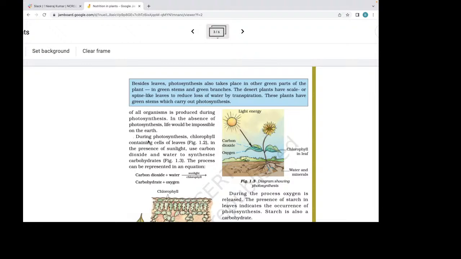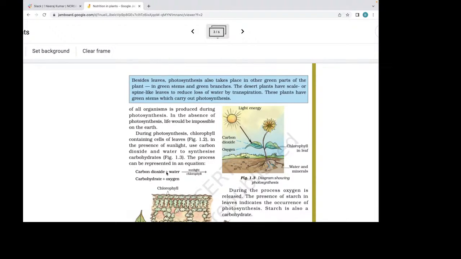Okay. So, during photosynthesis, chlorophyll containing cells of leaves in the presence of sunlight use carbon dioxide and water to synthesize carbohydrates. So, photosynthesis की process में basically होता क्या है? Chlorophyll containing cells of leaves in the presence of sunlight use carbon dioxide and water to synthesize carbohydrates.